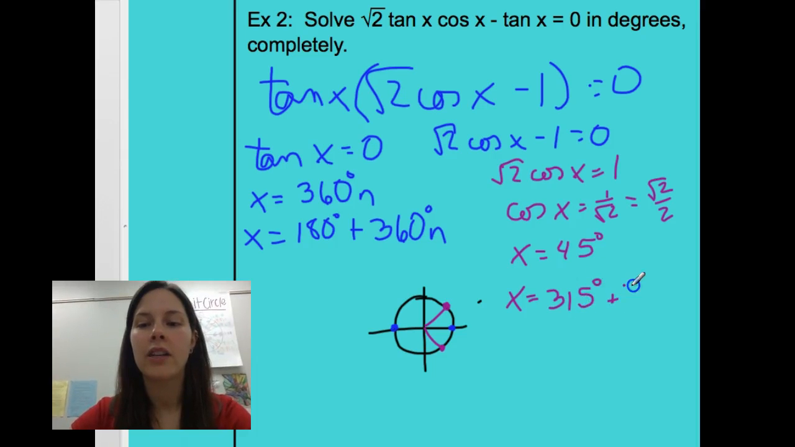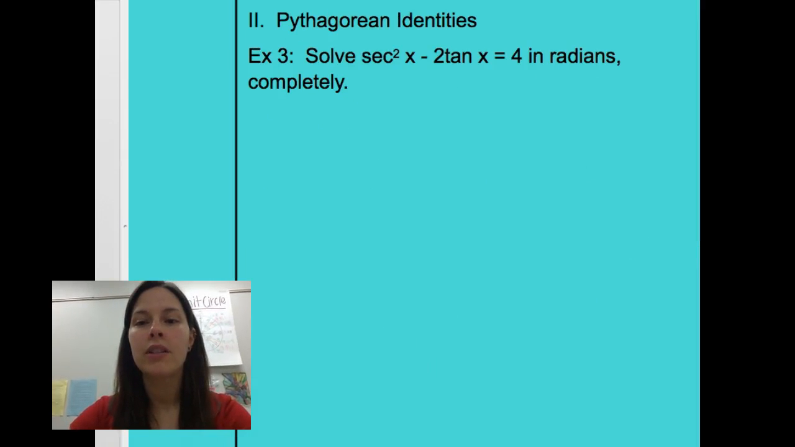And again, for solving completely, a full rotation in degrees is 360 degrees, so we have that plus 360n for both of those as well. One last one, now we're going to take a look at what happens when we have a Pythagorean identity.